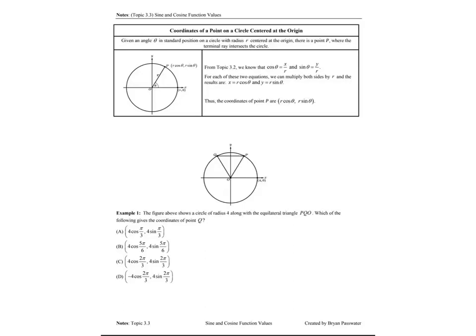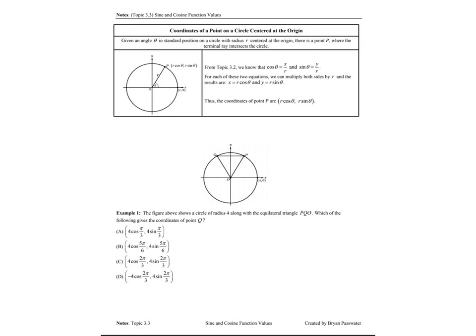All right, so coordinates of a point on a circle centered at the origin. Coordinates of a point on a circle. Okay, and we talked about this Friday. From topic 3.2, we know that cosine theta is x over r. So if I wanted to find the x coordinate, I could just multiply both sides by r, and I find that my x coordinate is located at r cosine theta, right?